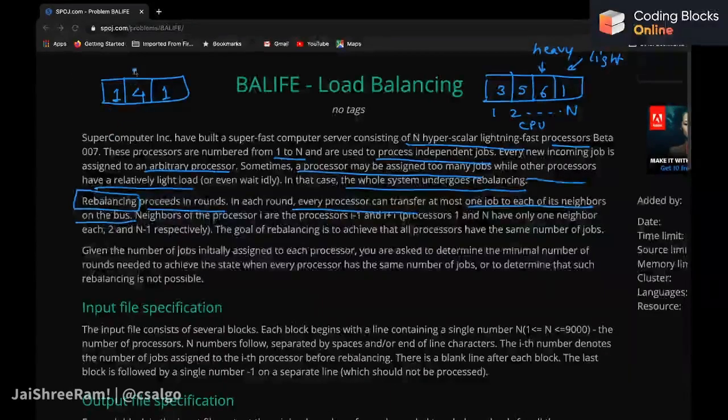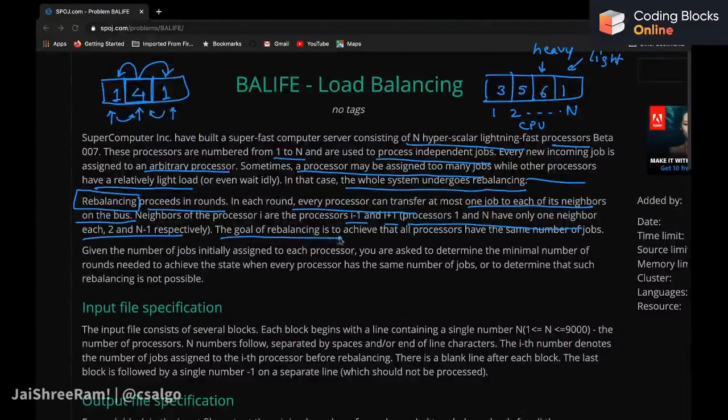In each round, the processors that are in the middle, they can transfer one job to each of its neighbors. So for this processor there are two neighbors. For this processor there is one neighbor. For this processor there is one neighbor. So neighbors of the processor are i minus 1 and i plus 1, as we just saw. And the processors which are at the end have only one neighbor. Okay, so for this processor, this is the only neighbor and this is the only neighbor.